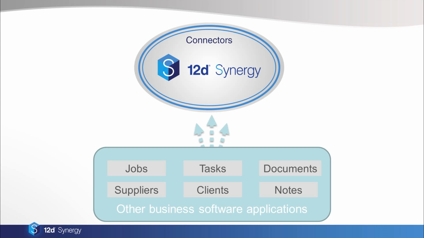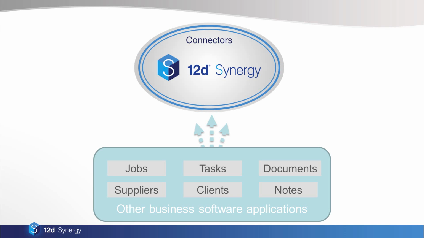Connectors allow 12D Synergy to communicate with other software products. They run constantly in the background of Synergy and pull in data. This allows you to work in Synergy with information stored in other software products, such as jobs, tasks, documents, suppliers, contacts, and notes. And attributes.